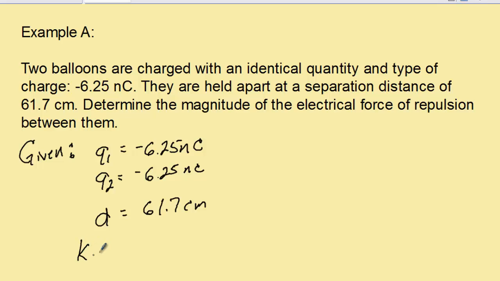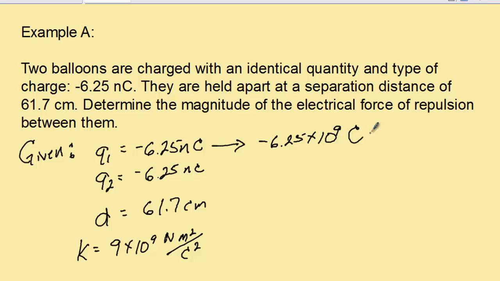And let's remind ourselves what K is. If you remember writing this down, K is 9 times 10 to the 9th newton meters squared per coulomb squared. And we're trying to find the electrical force. But if we take the advice, let's convert these nanocoulombs. It's pretty simple. This is going to be negative 6.25 times 10 to the negative 9 coulombs. And so charge 2 will be negative 6.25 times 10 to the negative 9 coulombs.